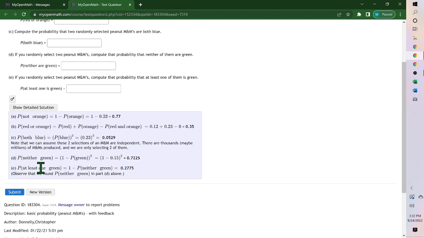The probability neither is green. That's like the complement here, not orange. The probability it's not green is 1 minus the probability it is green. And then we would have that twice because both of them are not green. So it would be 1 minus 0.15 twice, or quantity squared.